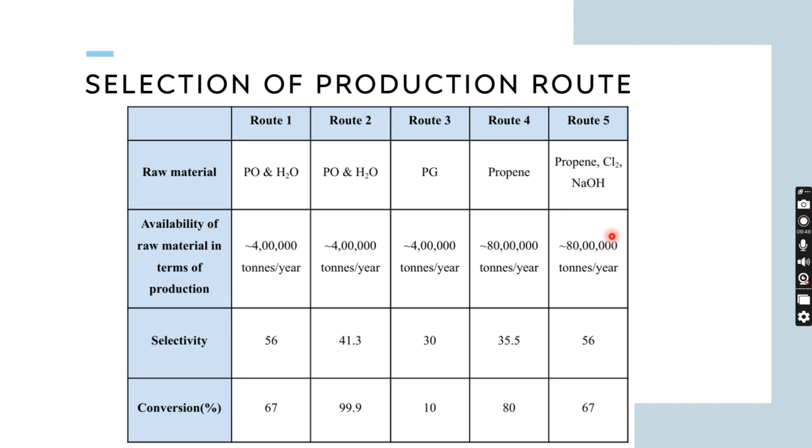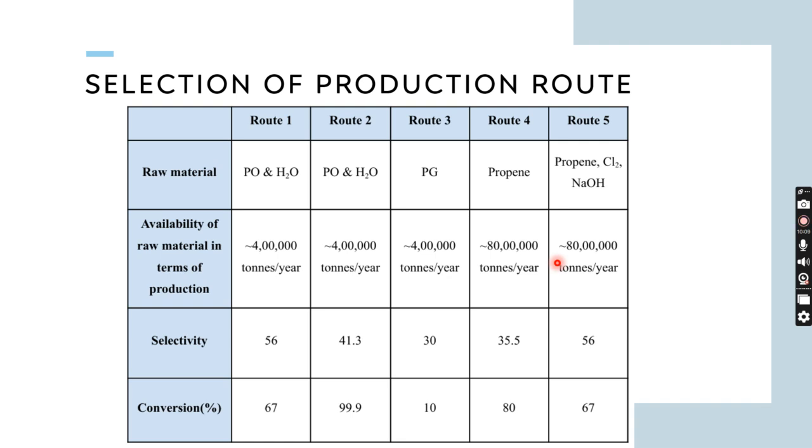So here you see Cl2 and NaOH production is much higher. So I have taken the production that is limiting. Out of the three raw materials, propene production is less, so I have assumed that as the availability factor. I have taken it as 80 lakh tons per year. So this table says route 4 and route 5 have an advantage over the availability of raw material.